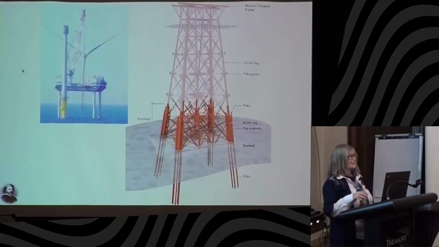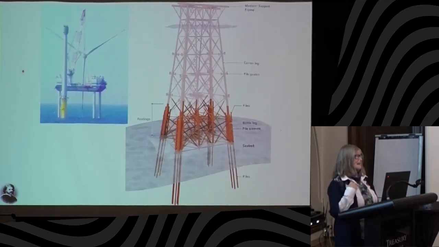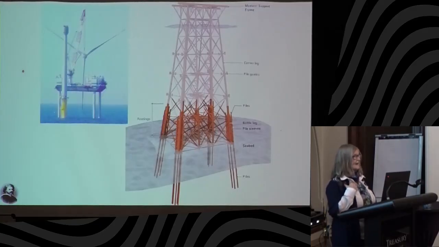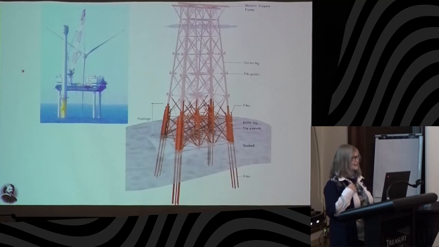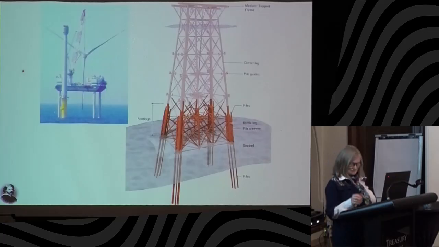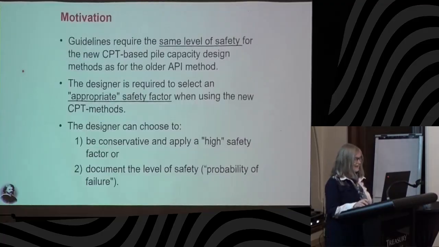And those are very large structures. Why it came, the first case, is the deterministic analysis said the piles needed to be 90 or 107 meters long. Well, we can't drive piles that long in the North Sea. And there are a lot of problems associated with driving such long piles. So the motivation is that the guidelines require the same level of safety for the CPT-based method for pile capacity as for the older API method.